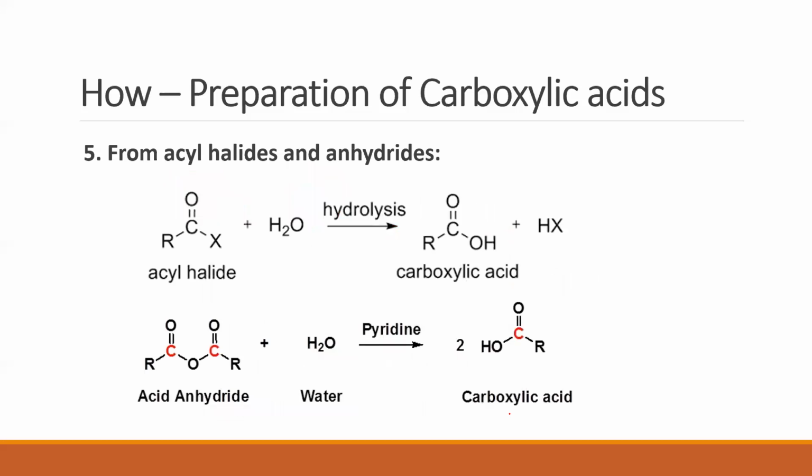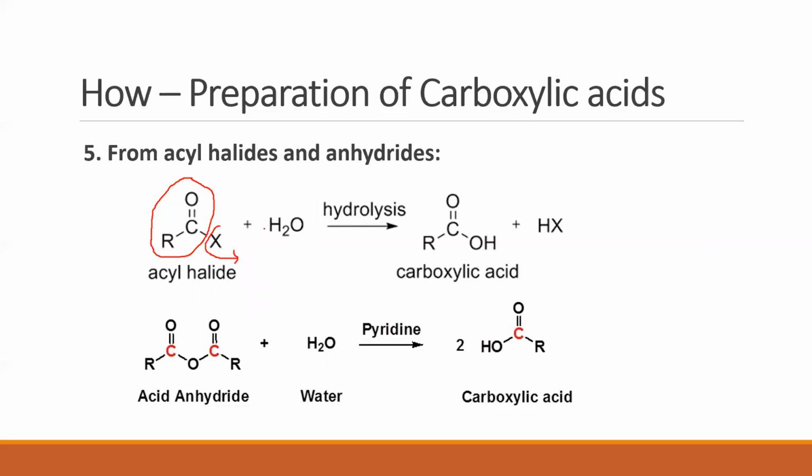Acyl halides and acid anhydrides. Now, you came across acyl halides under ketones as well, preparation of ketones. Even here, acyl halides are used. Now, an acyl halide has the structure RCOX, which means you have an RCO group already there. All you need to do is drive away this halogen and introduce OH.